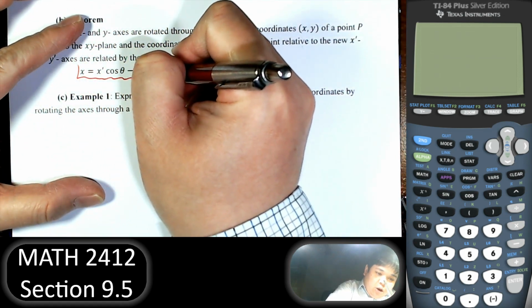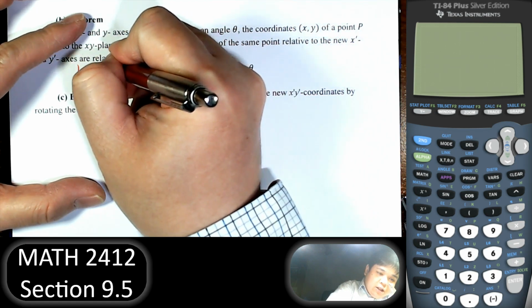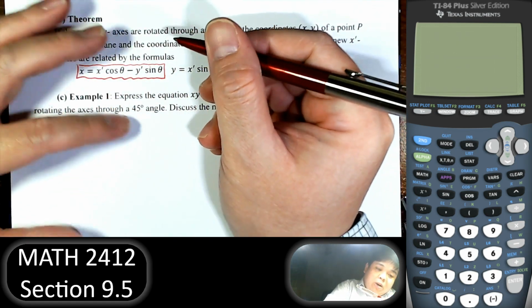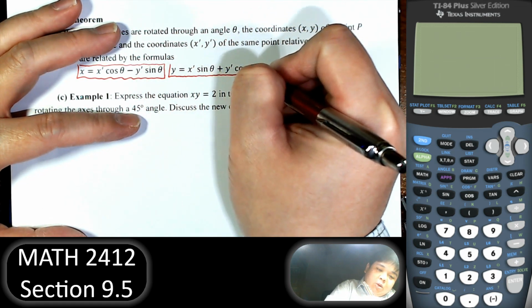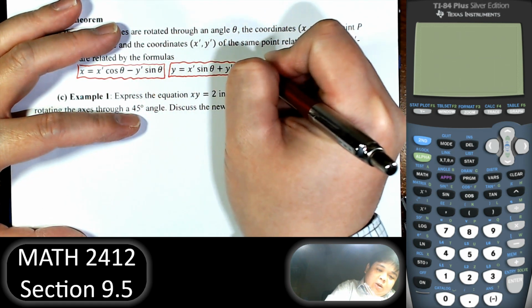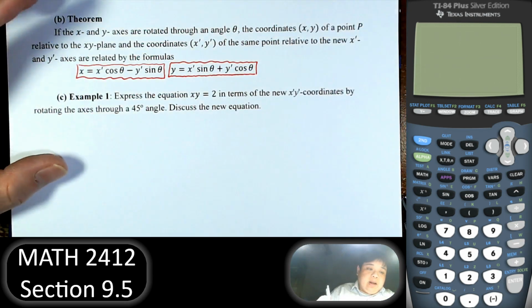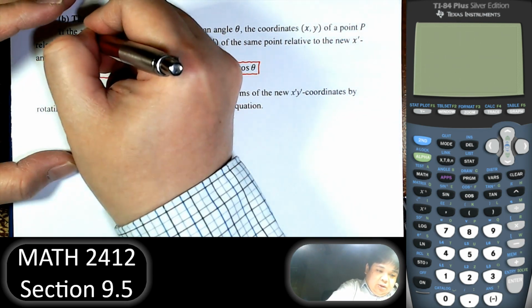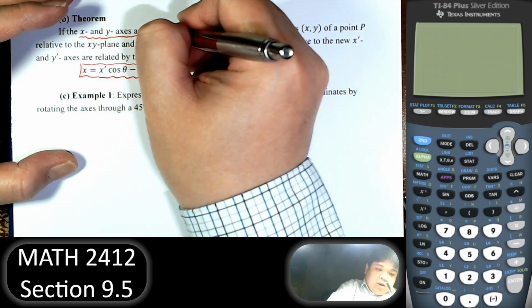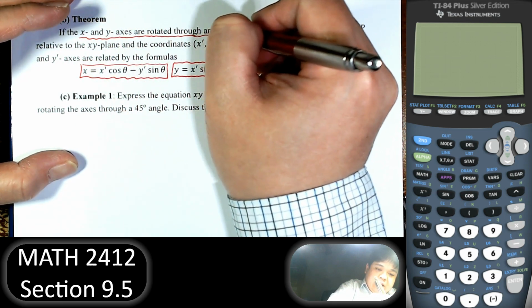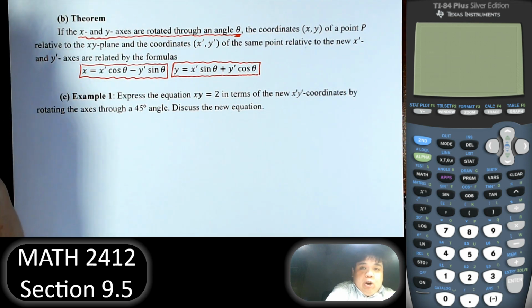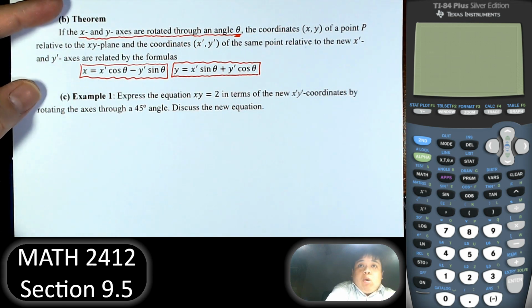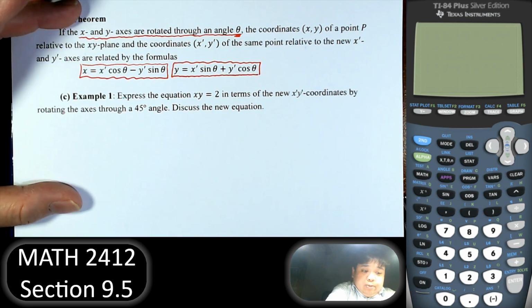x equals x prime cosine theta minus y prime sine theta. y equals x prime sine theta plus y prime cosine theta. And once again, the x-axis and y-axis will be rotated by an angle theta. So x and y are the old variables, and x prime, y prime will be the new variables.